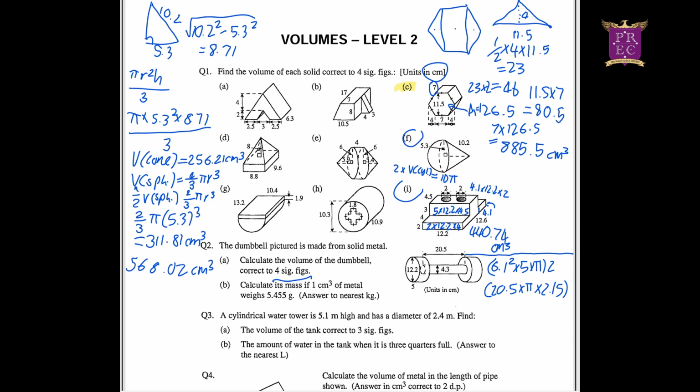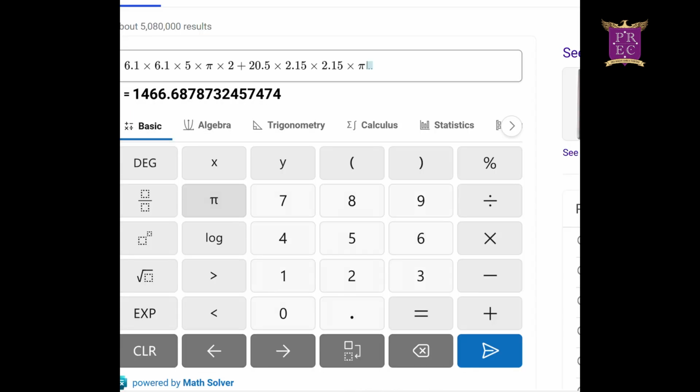Let's go back and write 1467 cubic centimeters. All right. Now, they're saying if 1 cubic centimeter is 5.455 grams, what's the actual mass of the dumbbell? Okay, so what we need to do is take 1,467 and times it by 5.455. Hold on, that's not right.